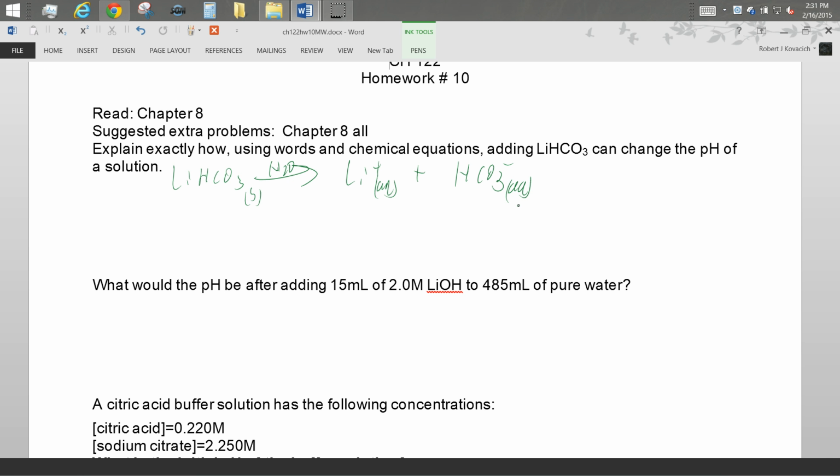Because it's a cation of a strong base. Correct. Nice work. So it can't do anything. It can't take a hydroxide away from water or an H away from water and change the pH. So that's out. But what about the hydrogen carbonate? That's the anion of what? A weak acid. So weak acids like to be in what form?